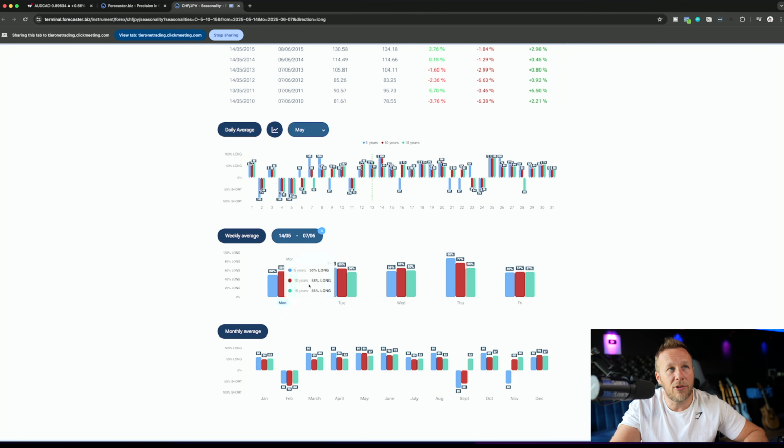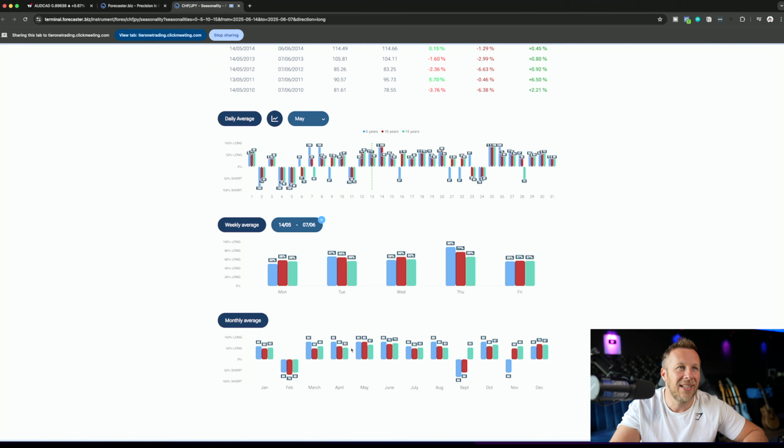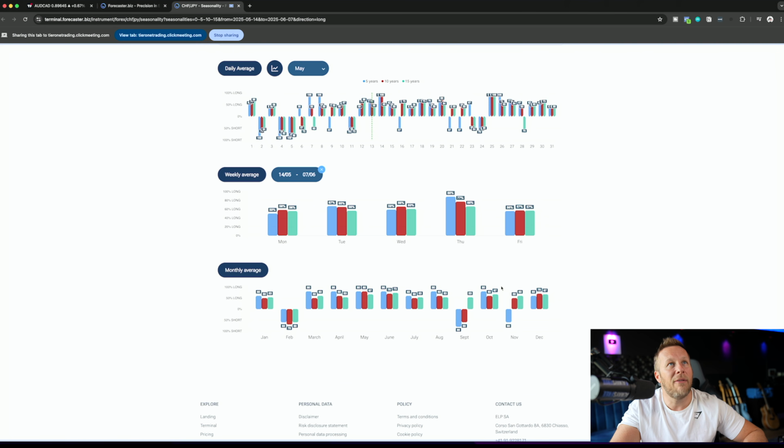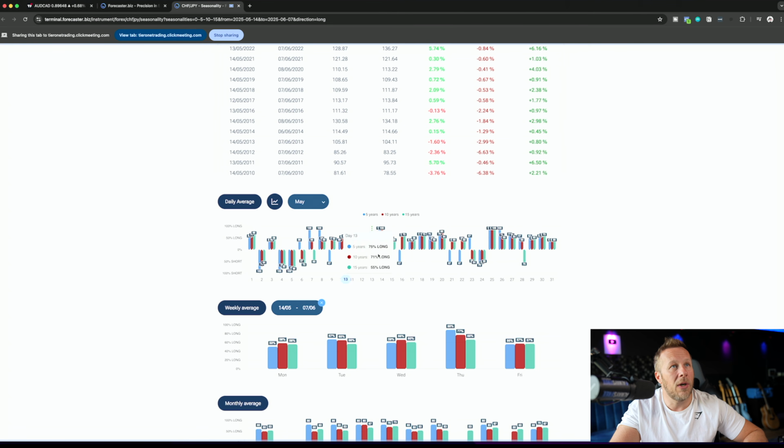You can see the weekly averages, pretty good. Thursday being the best opportunity. It would be the week that I fly away and I won't be here in the morning, but I'll still have my charts at the ready. The monthly average, but the daily average here as well.